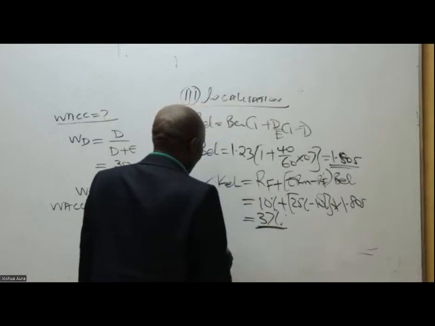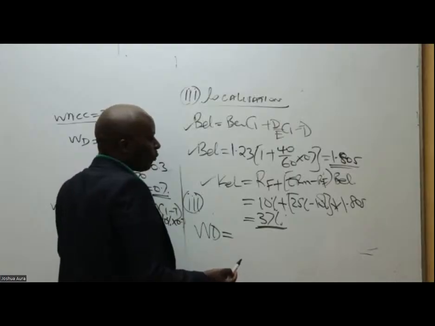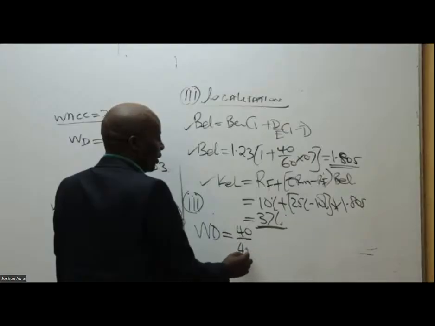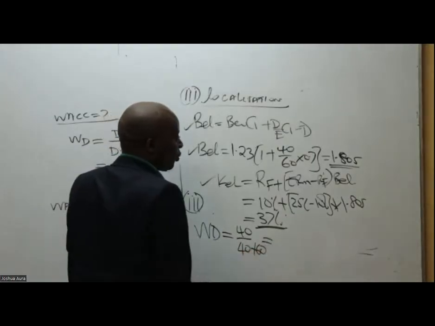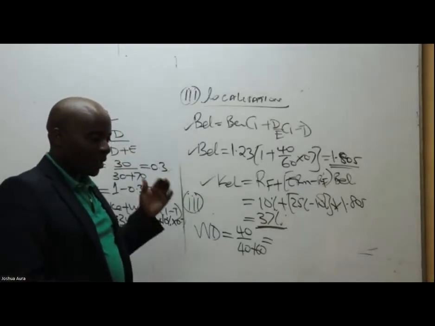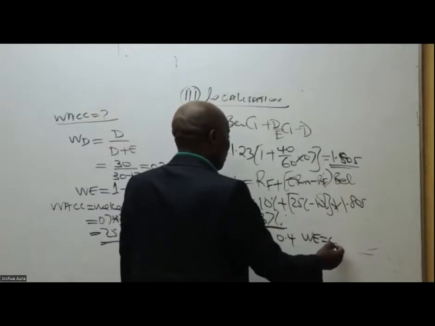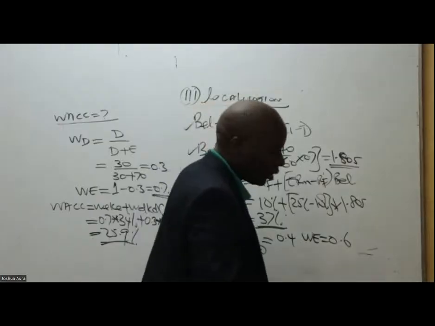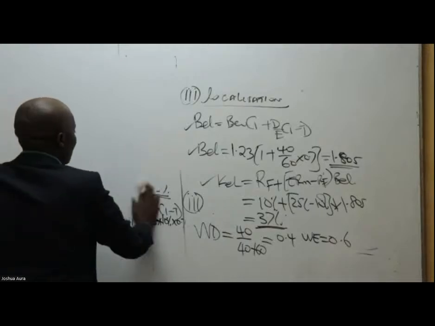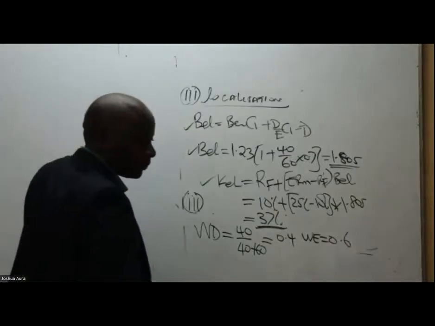37%. And then, ladies and gentlemen, go ahead and give us WD, weight of debt. So weight of debt, this is 40 over 40 plus 60. So weight of debt will be equal to what here, somebody? The weight of debt is 0.4. Thank you very much. And if debt is 0.4, then weight of equity will be 0.6.